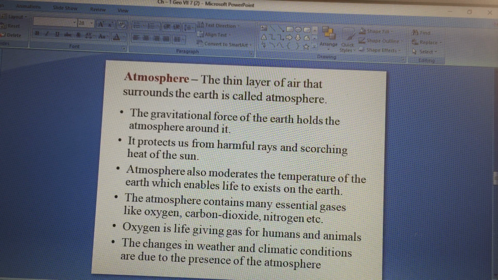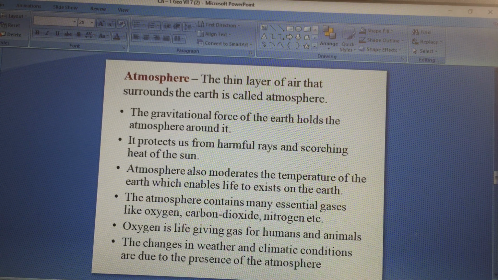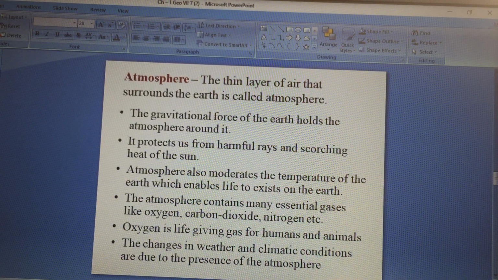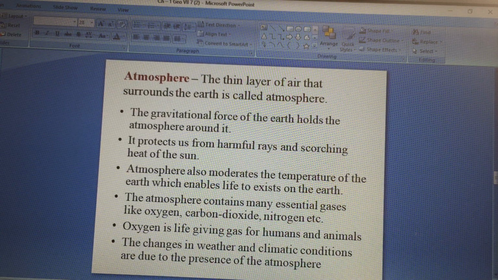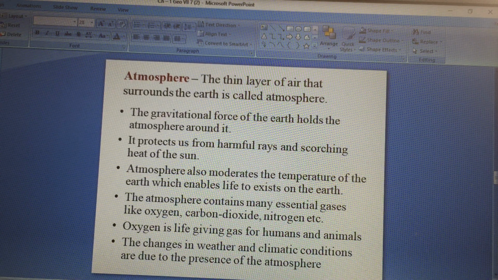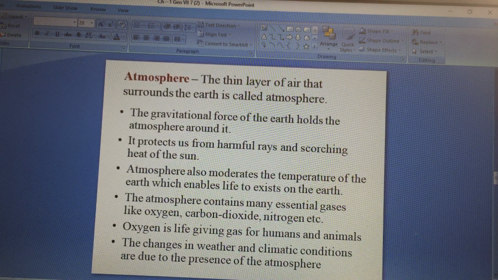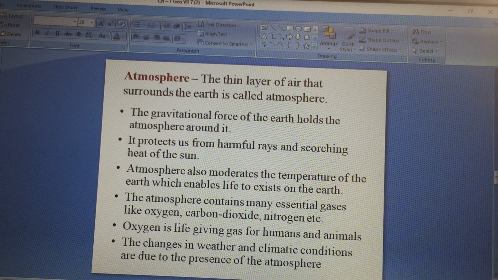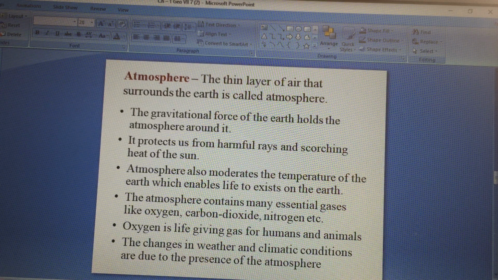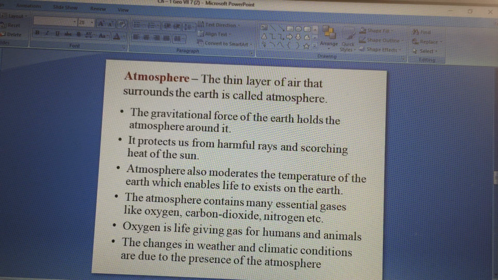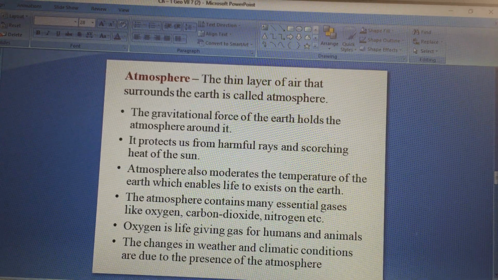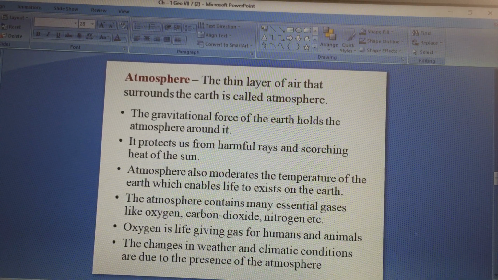Whatever changes we see in weather and climate, all these are due to the presence of atmosphere. We do get seasons, right? We do have a hot climate, wet climate, or cold climate. We do have rains, weather, climate, season. All these things happen because of the presence of atmosphere. So it is a very important layer.